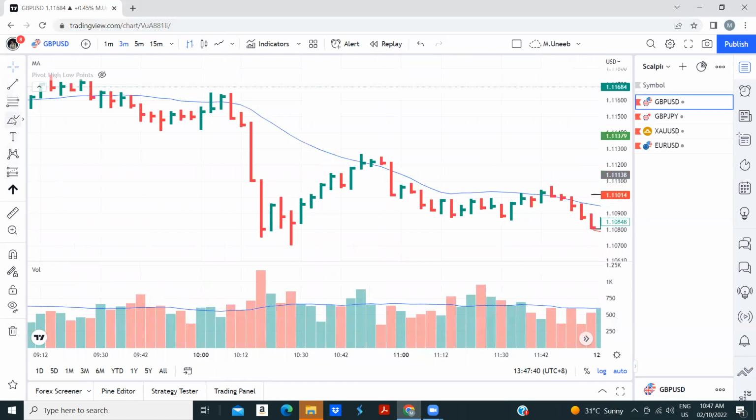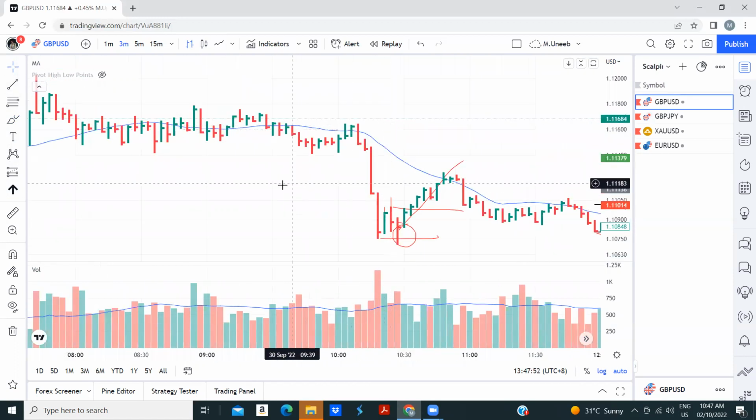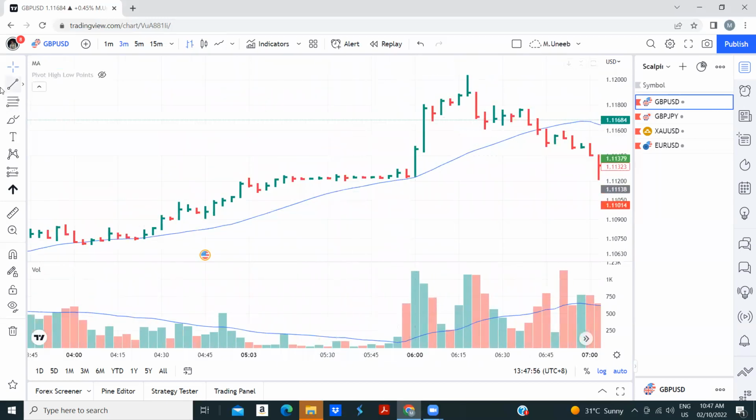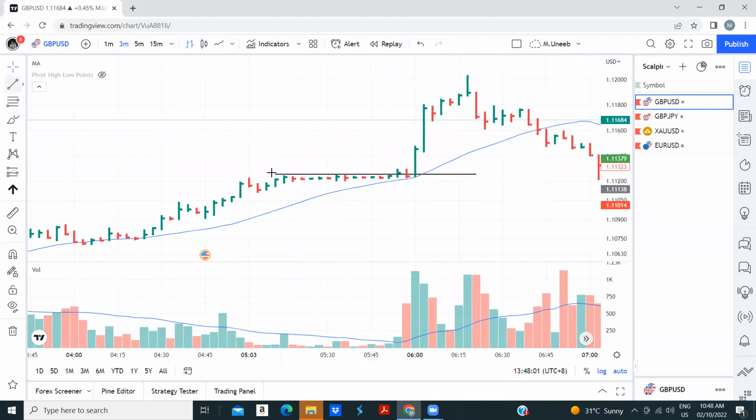Now here, can we draw the structure? Because this is one high, this is a second high. It makes sense. So we can draw the line from here, and draw the line from here. What do we get here? Practice this. It's very important. Now, what do I see here? A very flat line. Nothing much important here.